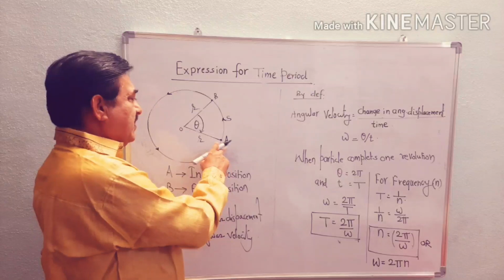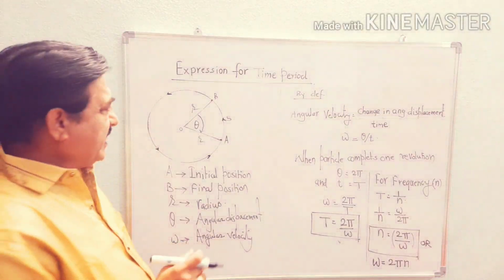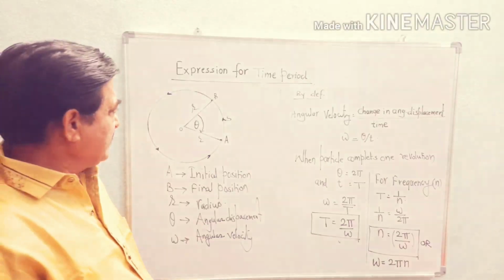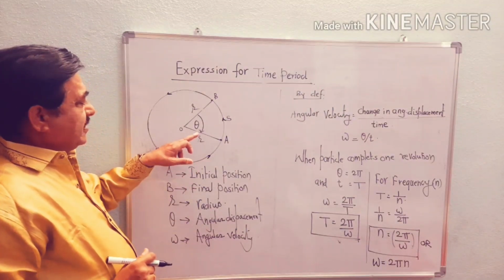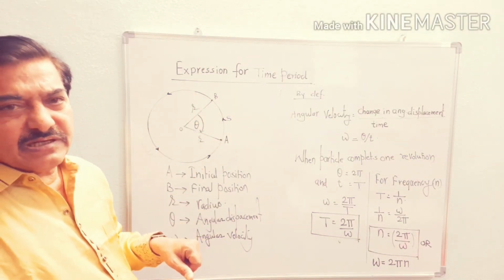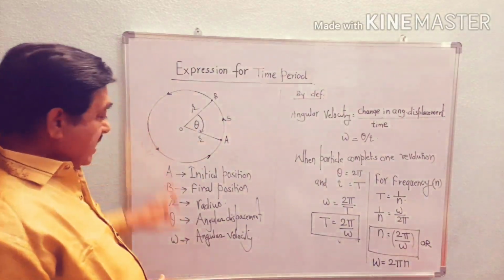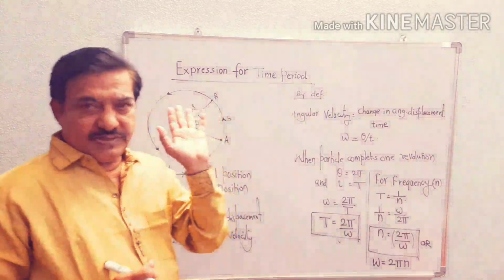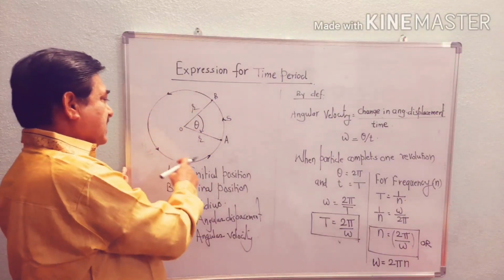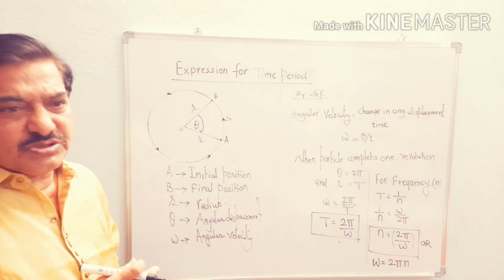A is the initial position, B is the final position. That is, a particle travels from A to B in a time of t second. Theta, the angle described by the radius vector at the center of circular motion, is known as angular displacement, that is theta, and omega is the angular velocity. It means a particle is performing along the circumference of the circle with constant angular velocity, that is omega.